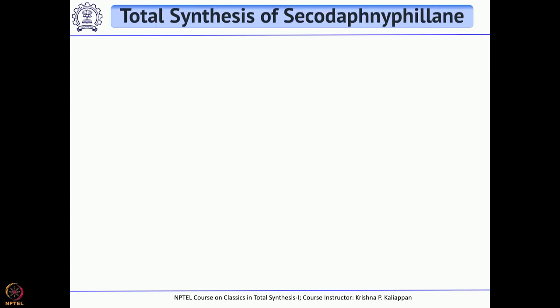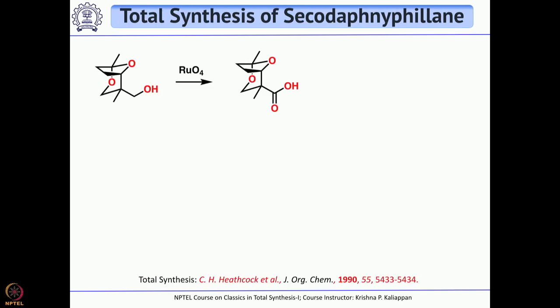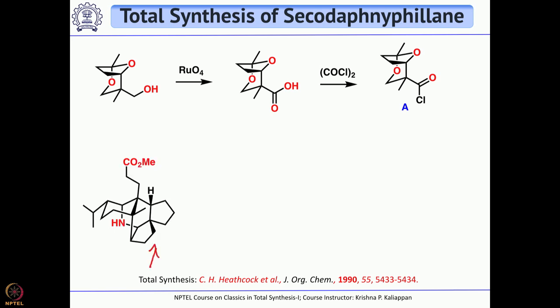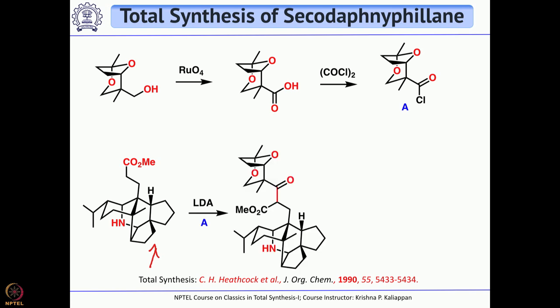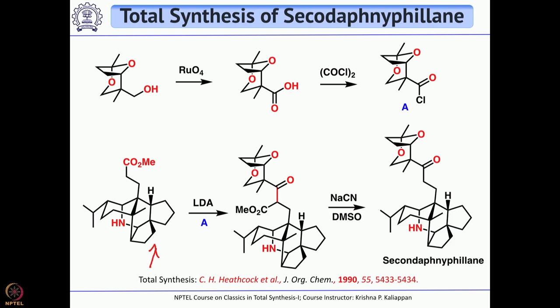Upon oxidation of the primary alcohol with ruthenium tetroxide, you get the corresponding carboxylic acid. Once you have the carboxylic acid, convert that into the acid chloride using oxalyl chloride. Now you take this methylhomosecodaphniphyllate, which he has already made in chiral form. Treat with LDA and then quench with the acid chloride, and you get the corresponding beta-ketoester. This beta-ketoester can then be decarboxylated by treating with sodium cyanide in DMSO. If you reflux this compound, that directly gives secodaphniphyllane.